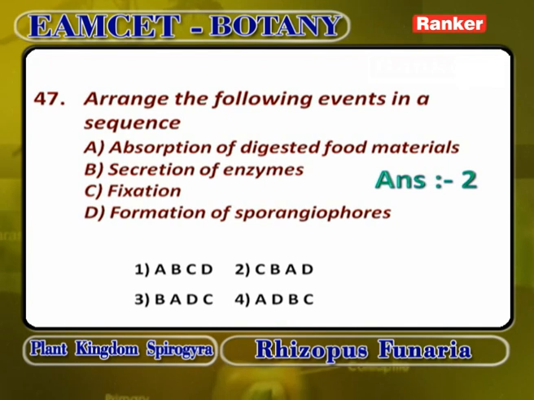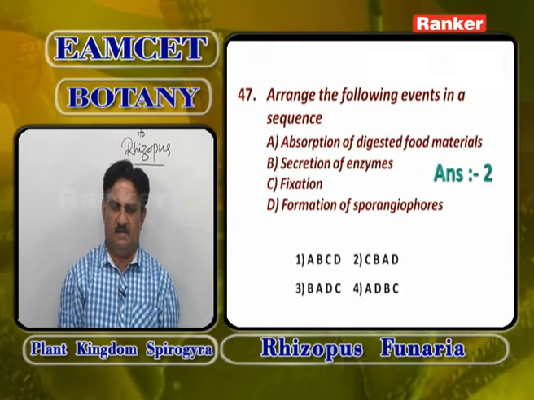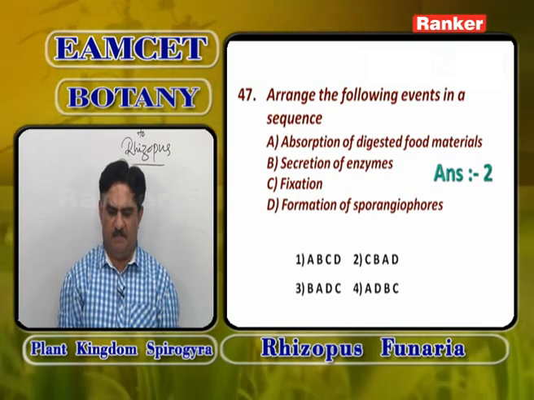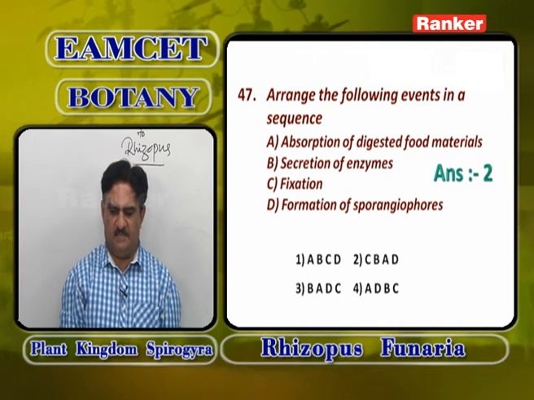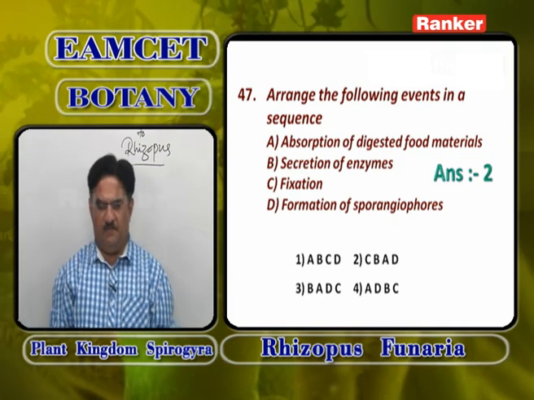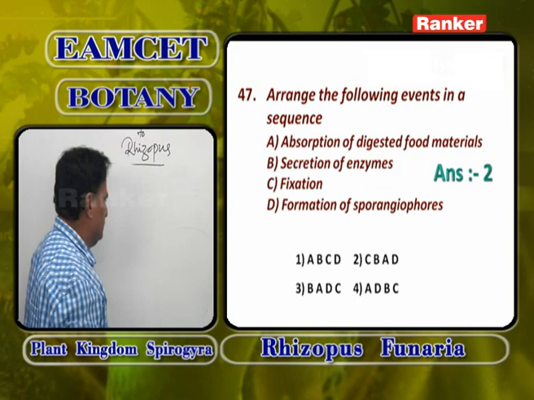Arrange the following events in a sequence: absorption of digested food material, secretion of enzymes, fixation, and formation of sporangiophores. First, fixation with the help of rhizoids. Then secretion of enzymes. Rhizoids start secreting exoenzymes which act on the medium and digest it. Then absorption of digested food material, that is A. Then formation of sporangiophores.